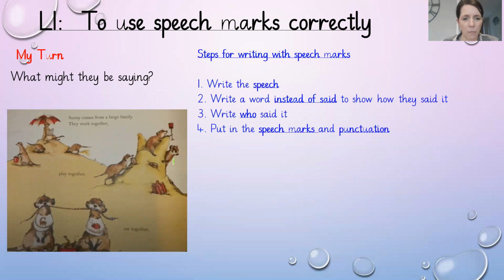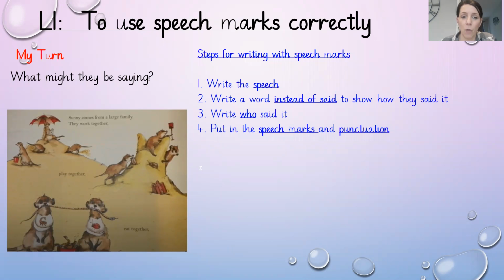Maybe he's asking him, "Can I have the spade now?" And maybe down here, one of these meerkats might be saying, "Mmm, this is tasty." Maybe this one is saying, "Give me my worm, it's mine." Maybe that's what he's saying there. Okay, so I've got some ideas of what they might be saying. Oh, this one over here, he might be saying, "Oh, what's inside here?" He's digging a hole there. So I am going to follow my steps here to write my speech with some speech marks.